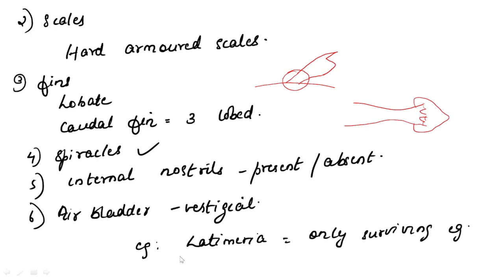An example for this order is Latimeria. Very, very important. Why is it important? It is considered a living fossil. It is the only surviving example under this order. So it's very, very important. Which one? This Latimeria chalumna. That's its full name. Latimeria is very important.